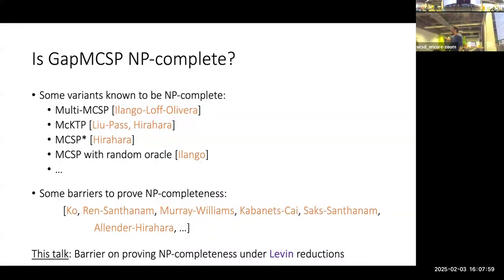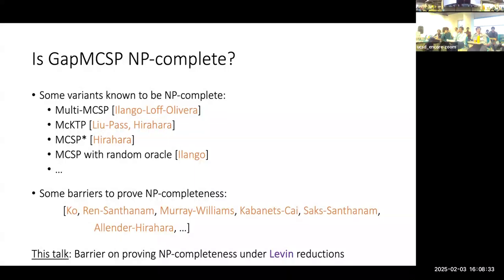Do you have a promise version of GapMCSP, or are you just talking about anything that solves it when the gap condition is met? Sorry? Do you have a promise version of the problem? I'm not talking about the promise. Or a large enough gap. So you're just saying that if you have an algorithm that solves GapMCSP, you can do anything in the middle, but it doesn't get the promise that there is no middle. Okay. Yeah. Okay. Perfect.